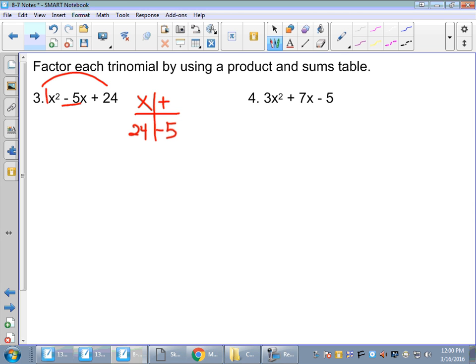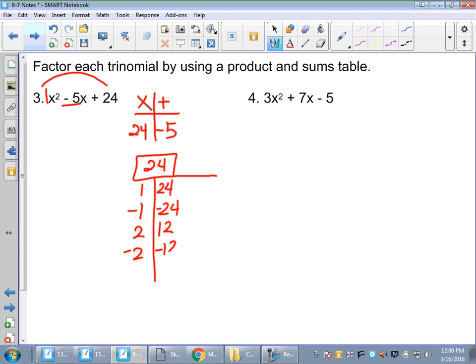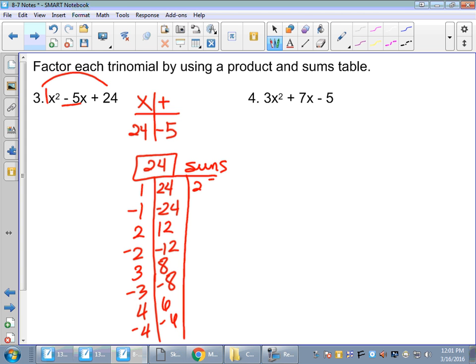So, just to review that really quick, go through all your products of 24. That's positive 1, positive 24, negative 1, negative 24, 2 and 12, negative 2, negative 12, 3 and 8, negative 3, negative 8, 4 and 6, negative 4, negative 6. Those are all of them. I will not have any more. Then the sums look like this: 25 and negative 25, 14 and negative 14, 11 and negative 11, 10 and negative 10.